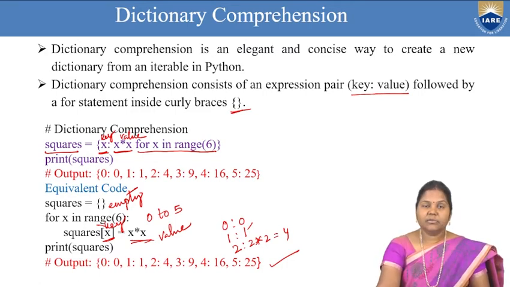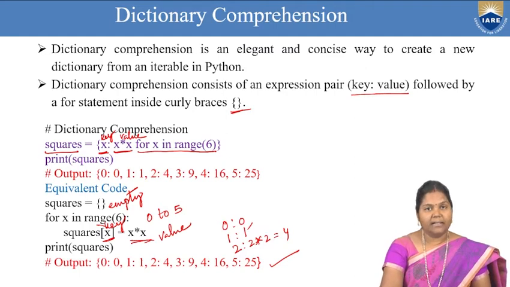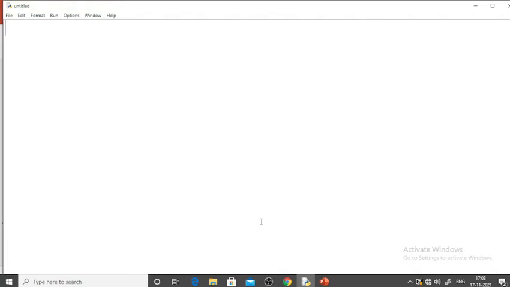Now, let us switch over to your text editor and IDLE, and let us execute some dictionary programs. We will start with the first program: how to do a membership test for dictionary keys. So, let us write the code.